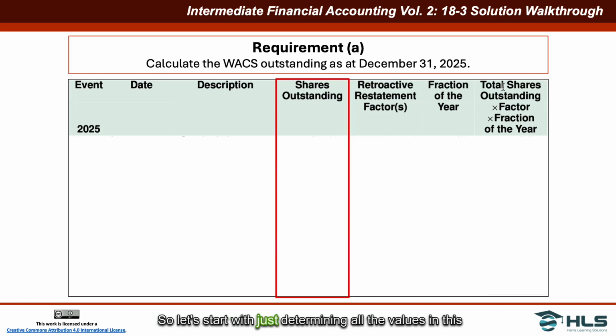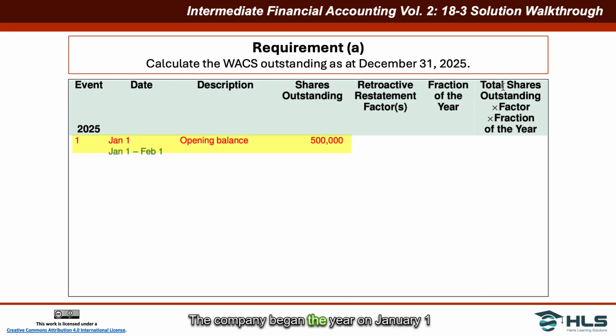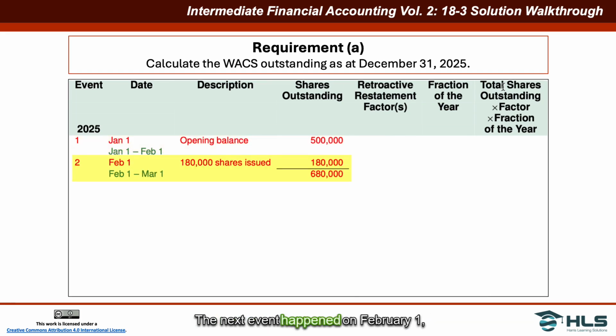So let's start with just determining all the values in this middle column, the shares outstanding, and then we'll apply the rest later. The company began the year on January 1st with 500,000 shares. The next event happened on February 1st, where the company issued 180,000 shares. Therefore, after those shares are issued, the number of shares outstanding is now 680,000 shares.